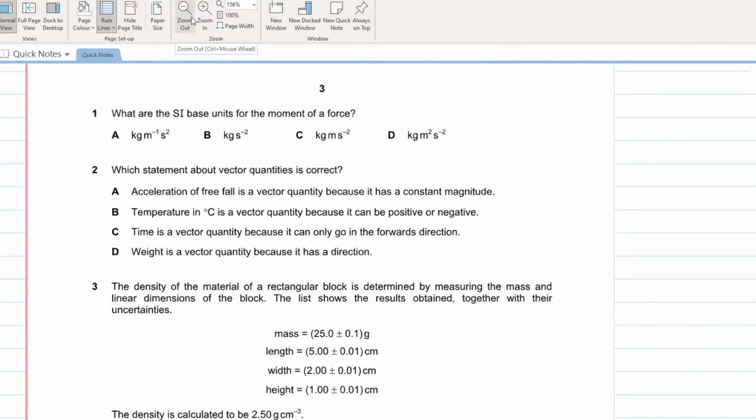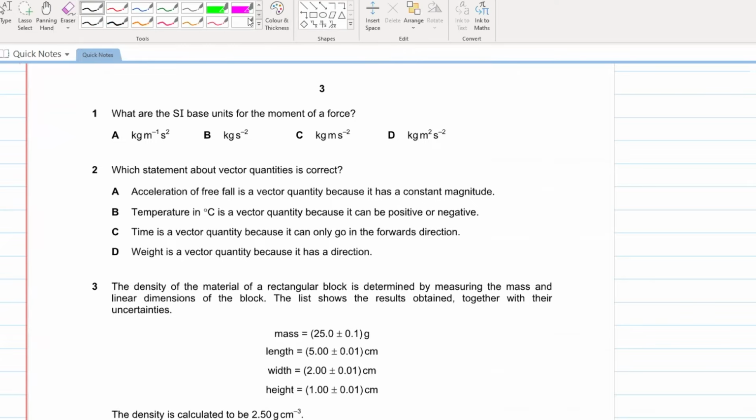बेटा, moment of a force का formula क्या होता है? Starting from the basics, moment of a force is equal to force into distance. What are the units of force? kg m s minus 2. What is distance? Meter. Multiply कर दो. Your answer comes out to be kg meter square s minus 2. D is your answer.